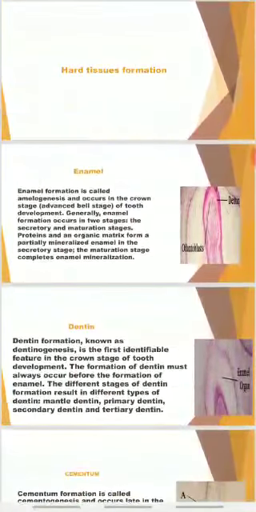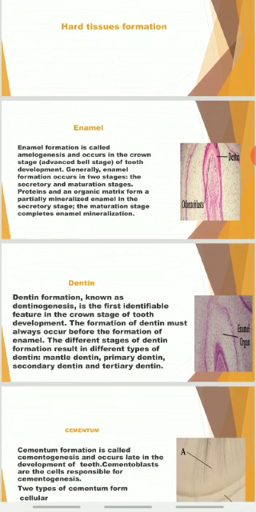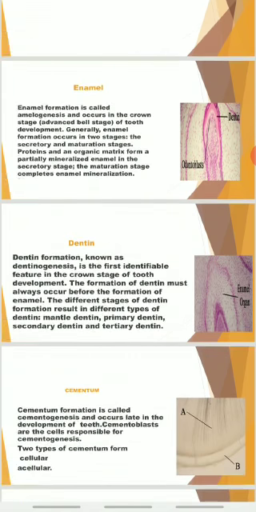Then, after enamel, we have another layer which is known as dentine. Dentine formation, known as dentinogenesis, is the first identifiable feature in the crown stage of tooth development. Formation of dentine must always occur before the formation of enamel. This is the most important point: dentine formation should always occur before enamel formation.